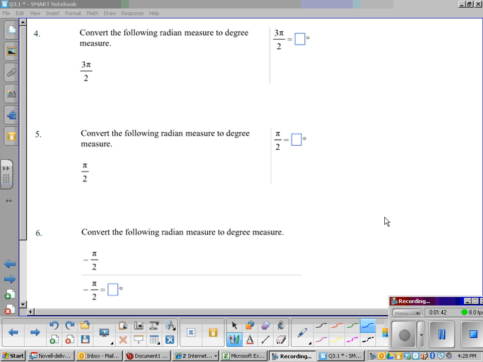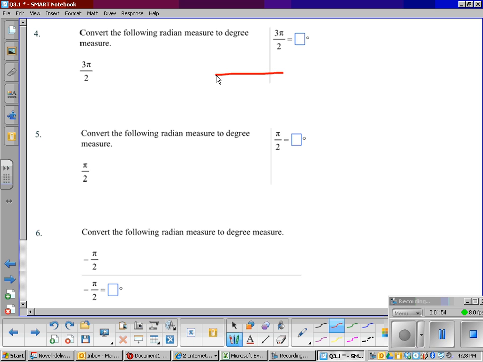For the next three problems, we're converting from radian to degree measure. And since these are all special angles, we should be able to determine these without using a calculator. So let's do that first, and then we'll see what we get when we use the calculator.